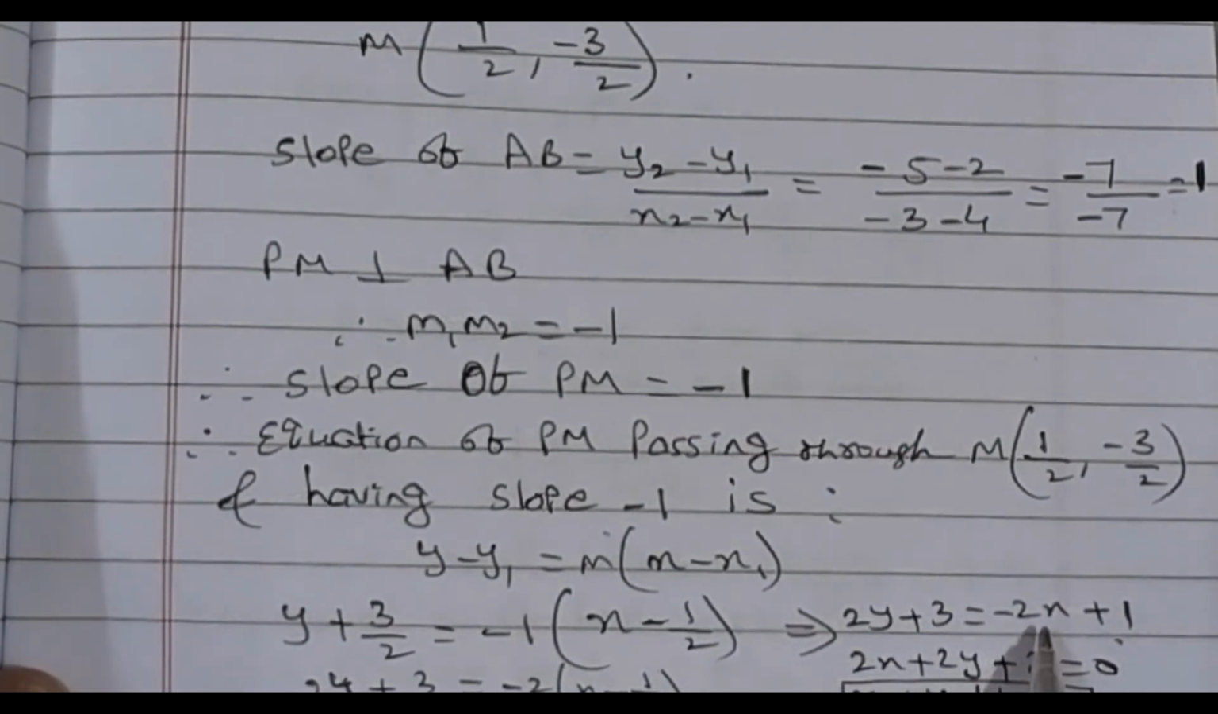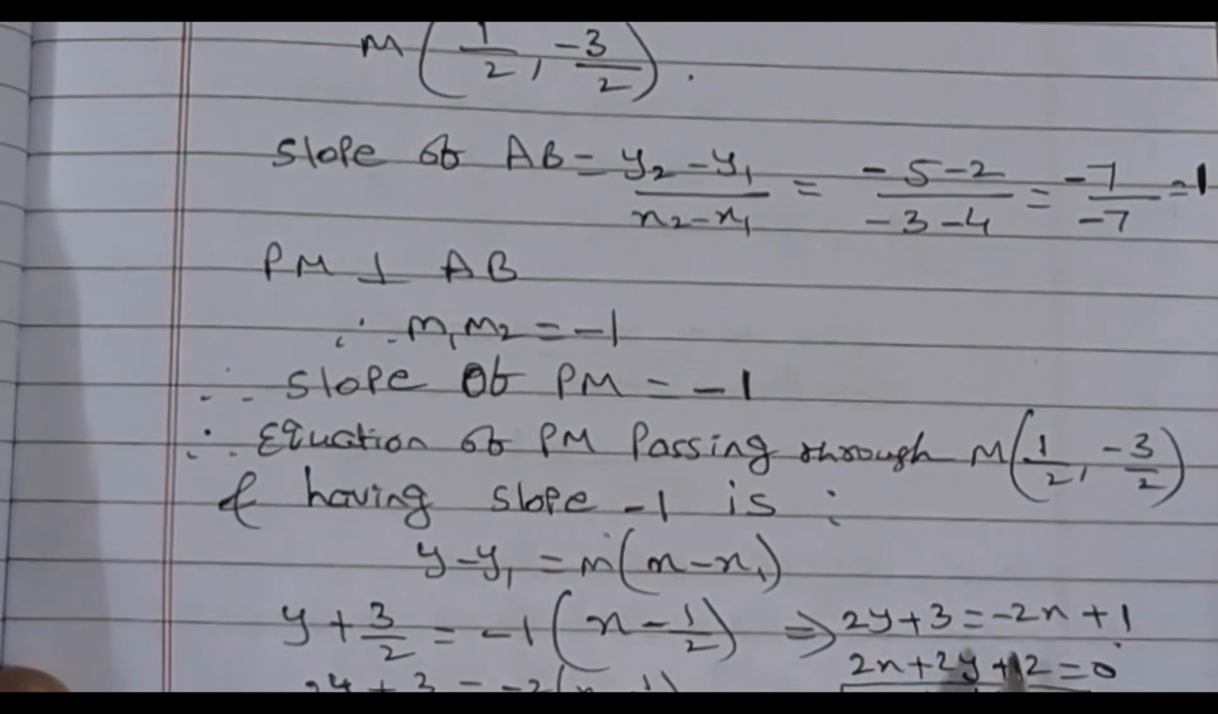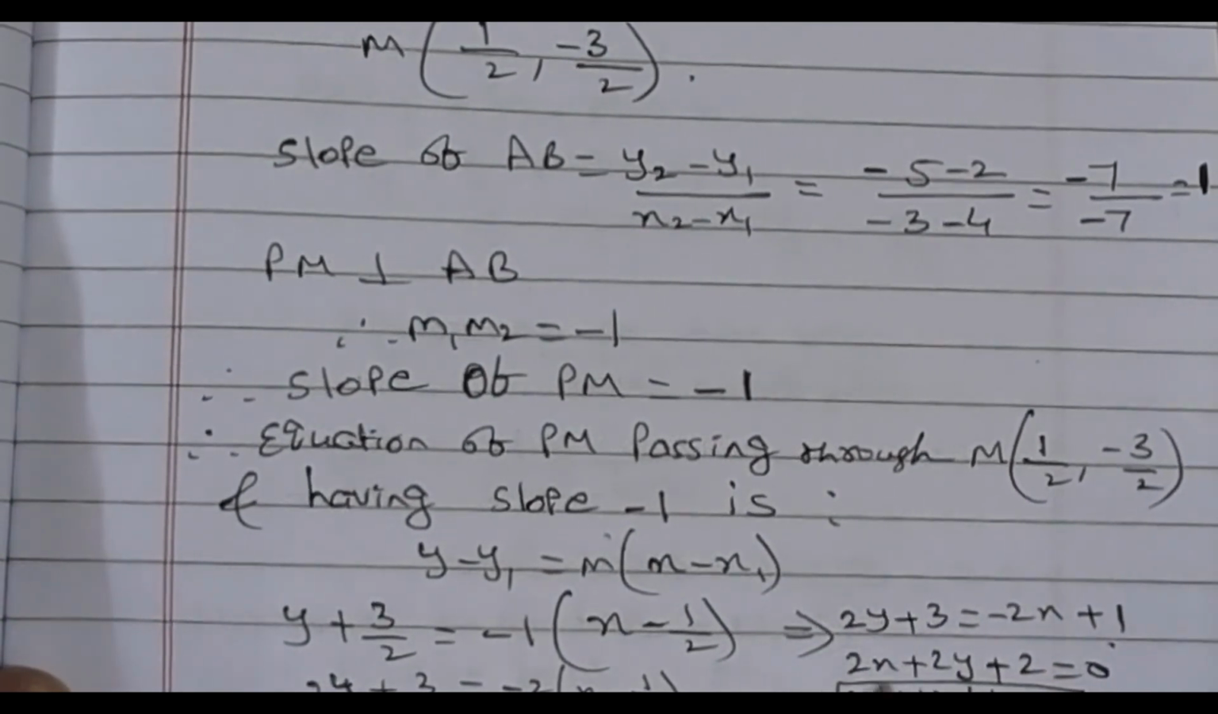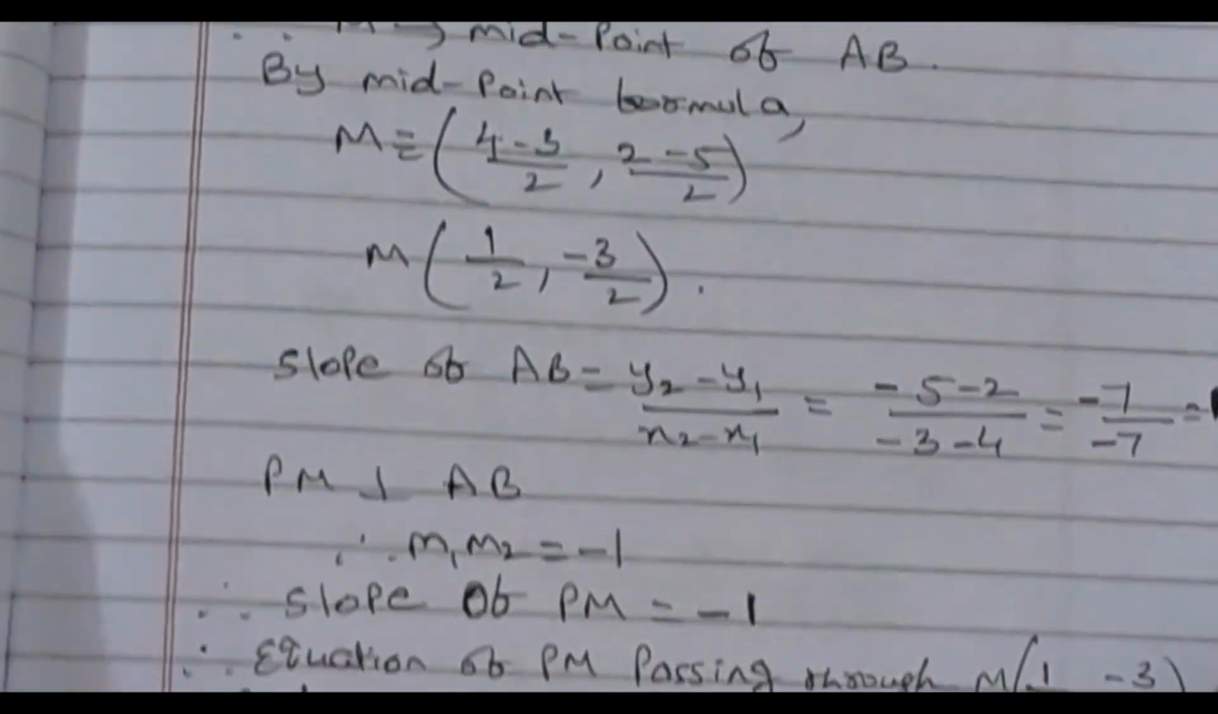So 2x यहाँ पे आ गया. So 2x plus 2y, 3 minus 1, 2. So plus 2 equal to 0. Again 2 throughout common है. So we have x plus y plus 1 equal to 0. So this is the equation of the perpendicular bisector.